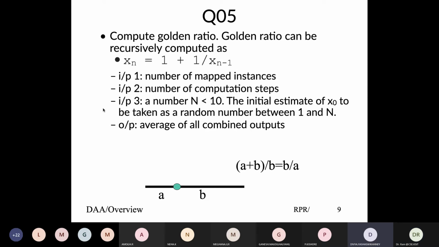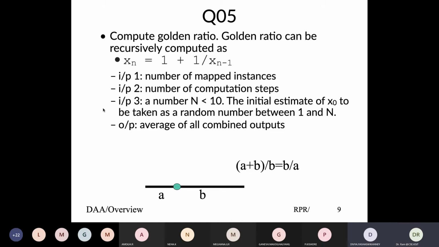So the output, sir, if it's taking a number of mapped instances. In that case it should look like one, for x naught taken as 1 and its golden ratio, and for x naught taken as 2 and its golden ratio. Is that how it should look?